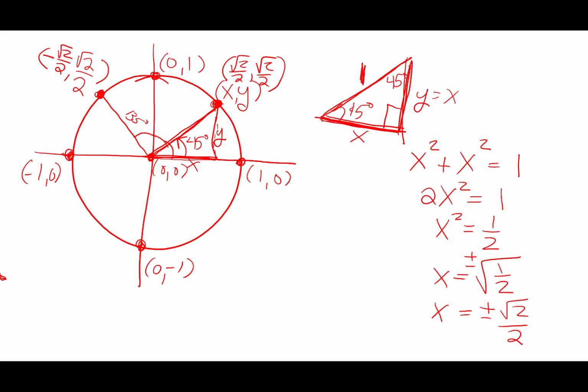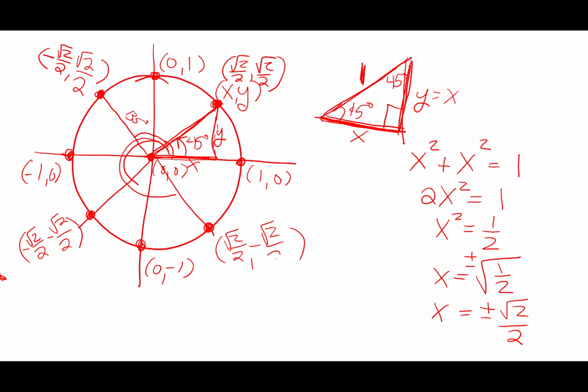Now, if I repeat that and go around the circle to 225 degrees, this point right here should have the same x and y values except for sign changes. When we're in the third quadrant, x and y should both be negative. Then if I swing all the way open to 315 degrees, that point should be positive square root of 2 over 2 and negative square root of 2 over 2, because in the fourth quadrant, our y is negative and our x is positive. So those are all our ordered pairs on the circle for angles that are associated with 45 degrees.